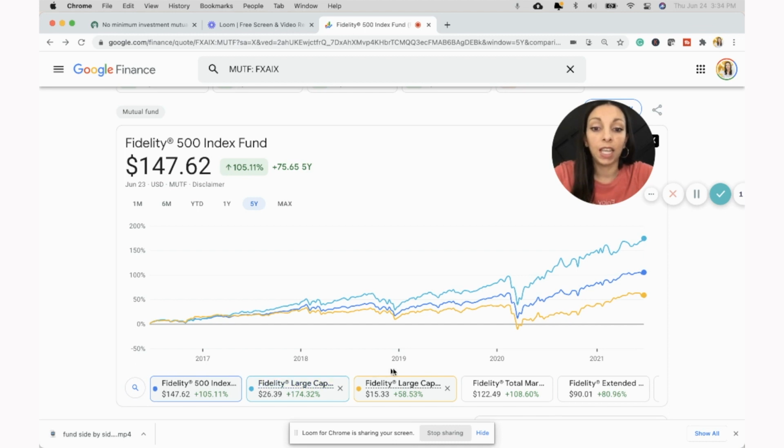So we can see the large cap value is the yellow, the large cap growth is that light blue, the teal color, and the S&P 500 is the middle line. It's the regular blue color. And this is over a 5-year time frame. So we can see the growth has done much better, the value has done worse, and the general S&P 500 falls right in the middle.